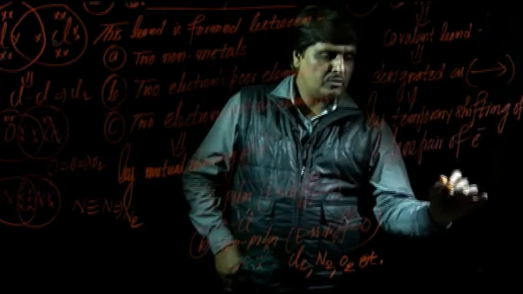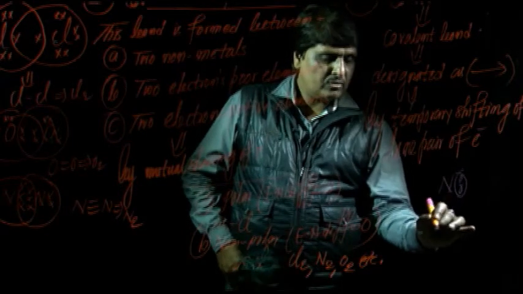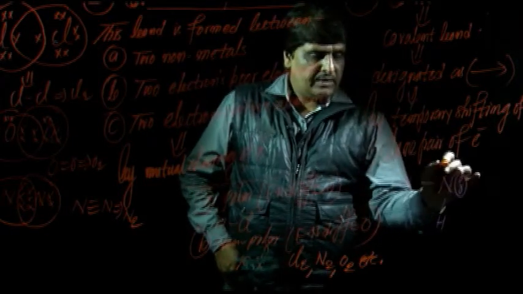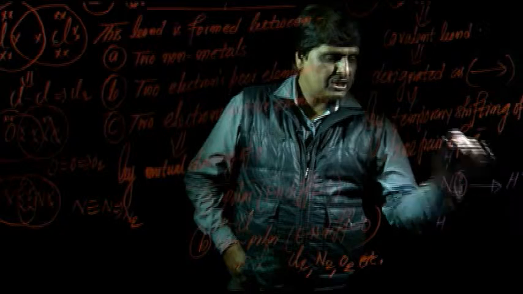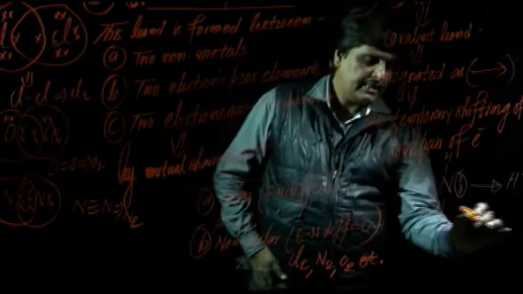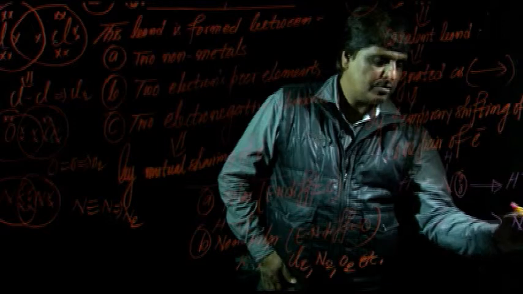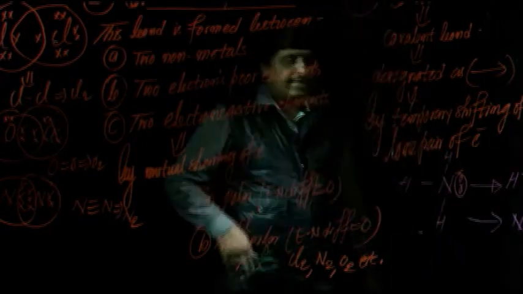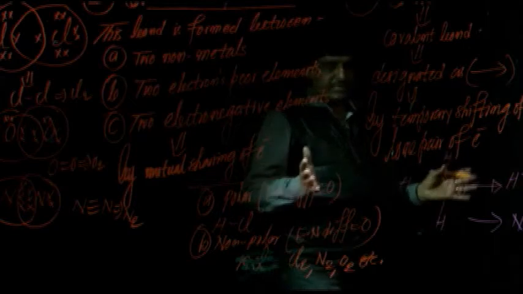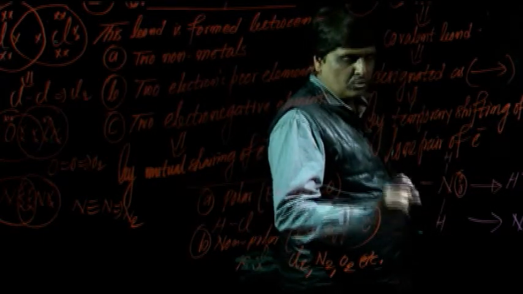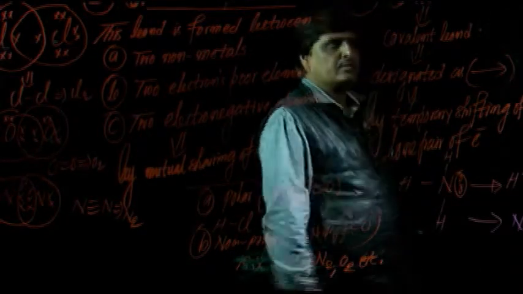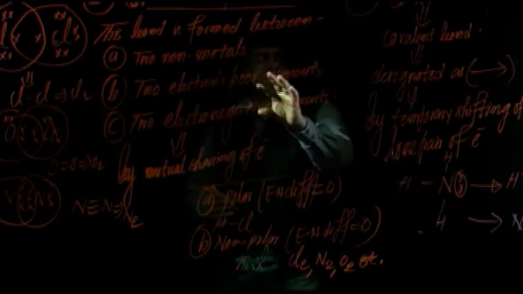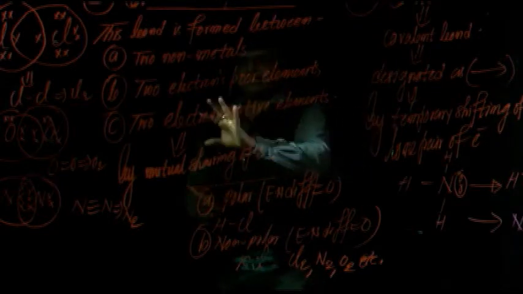Example, the ammonia molecule has one lone pair of electrons. So if H plus comes near, then this lone pair of electrons is temporarily shifted to H plus, and the NH4 plus ion is formed. NH4 plus has been asked in different entrance exams previously. In NH4 plus, 1 is a coordinate bond and 3 are single covalent bonds. So these are the 3 types of bond: electrovalent or ionic, covalent or dative, and coordinate bond.